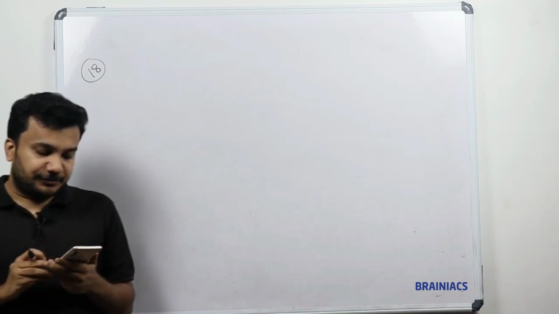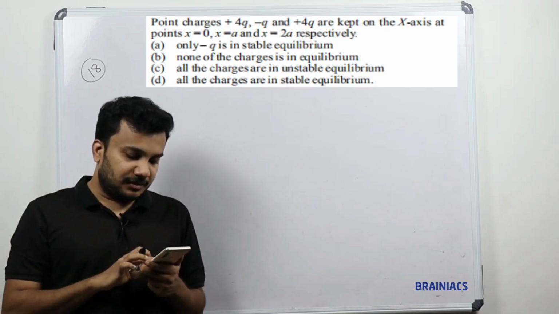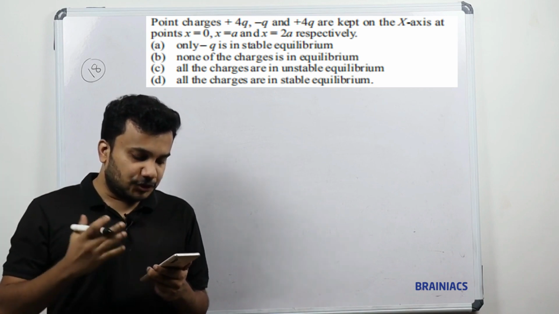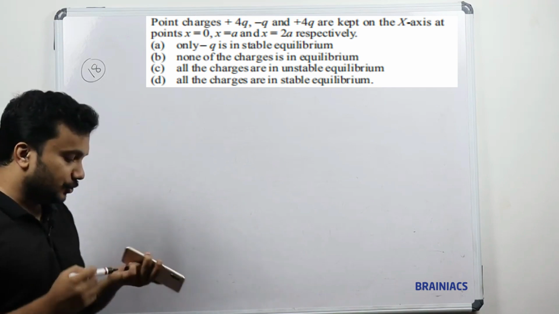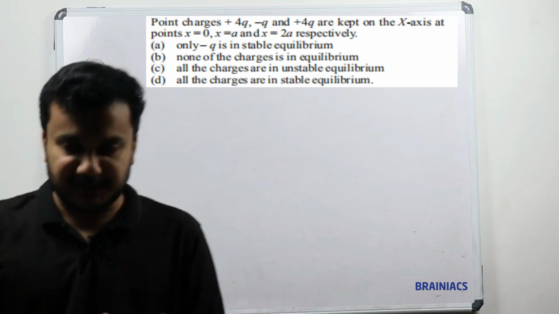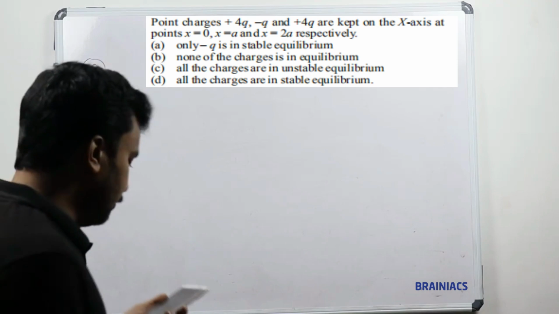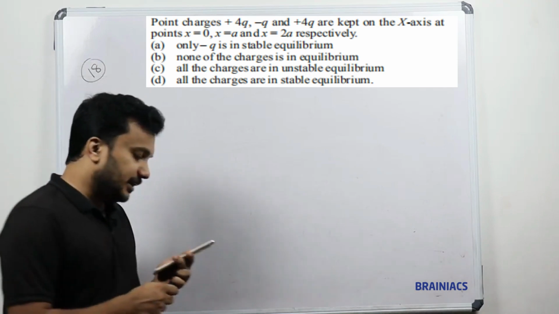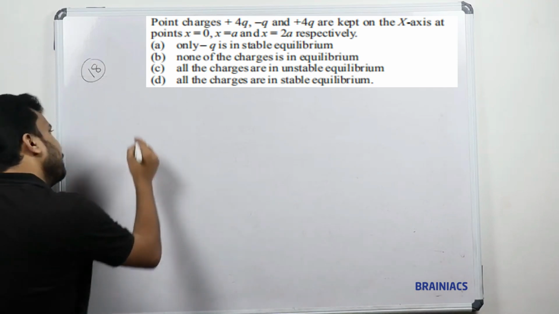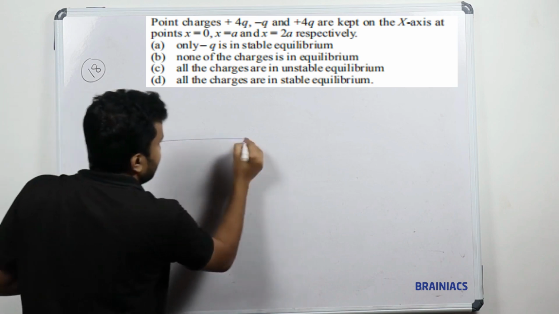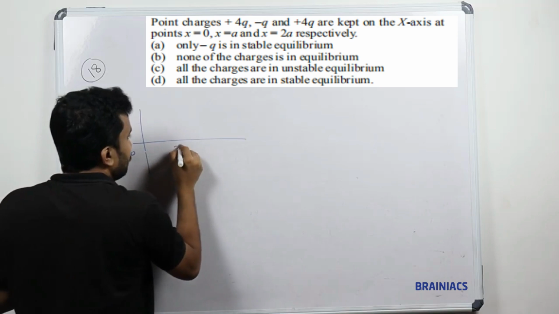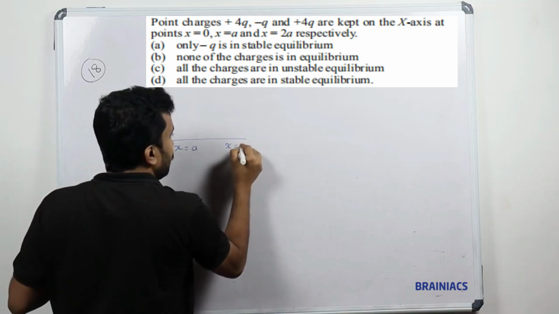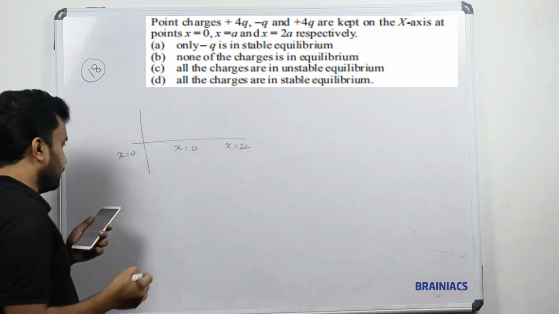Point charges plus 4q, minus q and plus 4q are kept on the x-axis at x equal to 0, x equal to a, and x equal to 2a respectively. Which means this is an x-axis. At x equal to 0, x equal to a, and x equal to 2a, charges are placed. What are the charges? Here we have plus 4q.